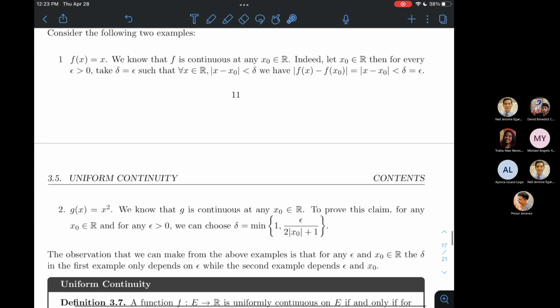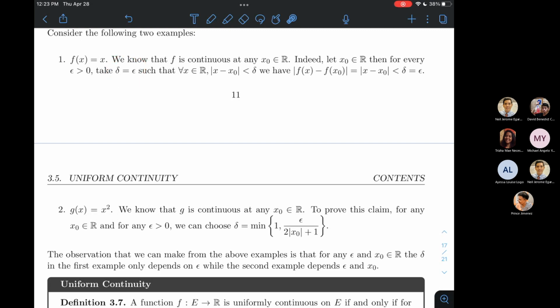Tingnan natin yung mga examples na nakita natin before. Look at the linear function f of x equals x. If you do the preliminary analysis, you will see that if you're given an epsilon greater than 0, you can choose delta to be equal to epsilon. And note here that our choice for delta depended only on epsilon, regardless of what x sub 0 is. So kahit pa saan mukunan ng limit si f of x, as x approaches any number of your choosing, lagi mong pipiliin na delta ay si epsilon.